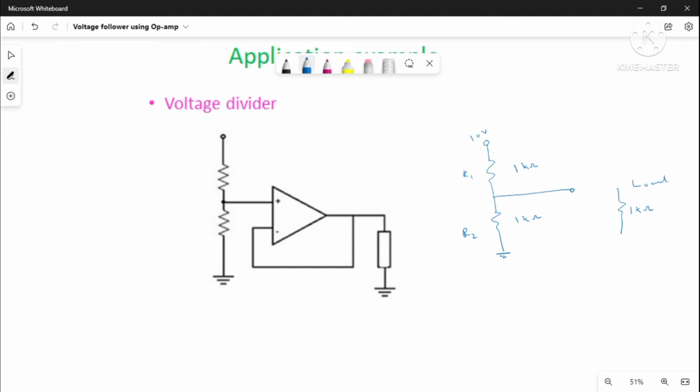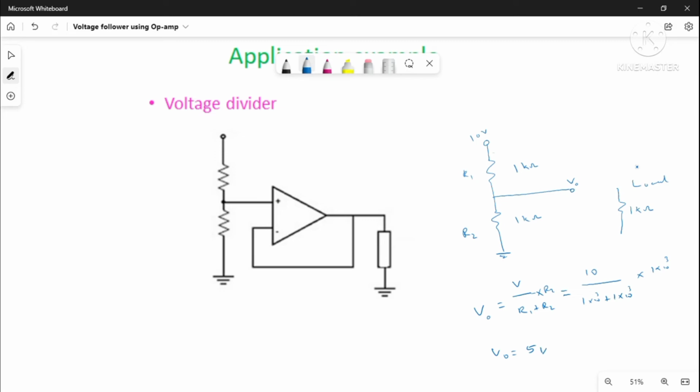First, let us find out the voltage available at this point. Let us term it as Vout. Vout is equal to V divided by R1 plus R2, into R2, that is equal to 10 divided by 1 into 10 power 3 plus 1 into 10 power 3, into 1 into 10 power 3. So Vout is equal to 5 volt.